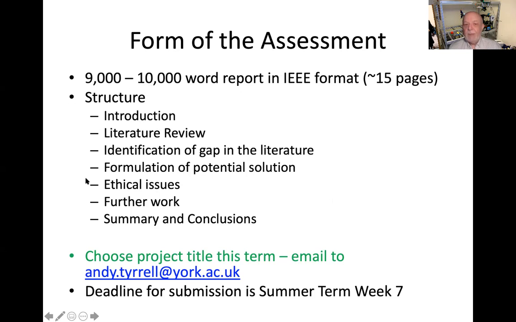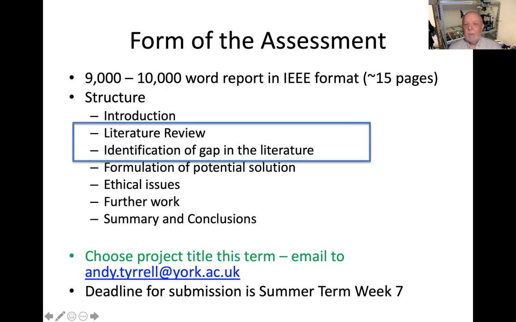And the structure should be like this, as it shows here in this table. After the introduction, these two bits are quite closely related. You'll give a literature review, a bit like the paper I just showed you, okay? And then you'll identify some gaps in the literature. So having read the literature, you'll identify some gaps that you think need to be solved. And in the next part of the report, you're not going to have time to solve those gaps, but you will formulate a potential solution. How might you solve those gaps?